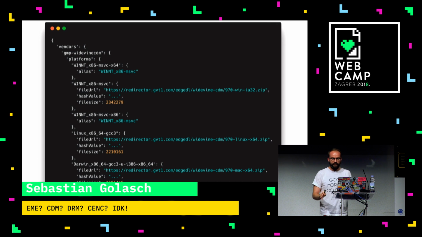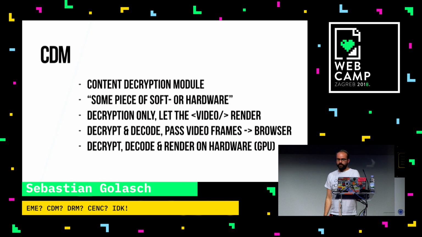So the library you can download here is actually called a CDM. CDM is short for Content Decryption Module, which is a piece of software. As said, DRM can also appear in a hardware form, and it does the decryption for you. Maybe it also does the decoding for you and just passes the raw video frames back to the browser. That is actually up to the content provider to tell the CDM what it should do.